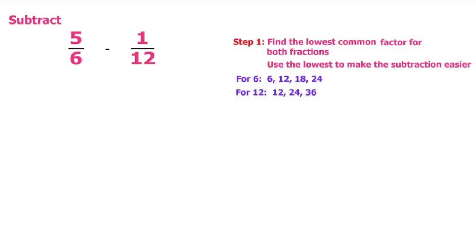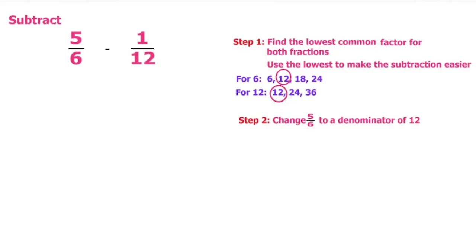Okay, so we're just trying to find multiples of 6, multiples of 12 in order to help us find the lowest common factor. So we could see which factor is common. It's right here. It's 12. Okay, so 12 is common for both of these.